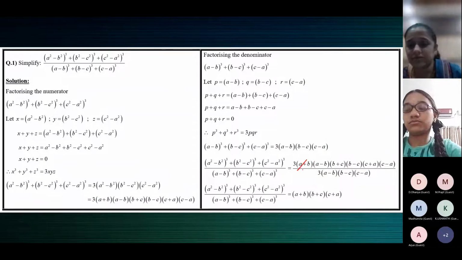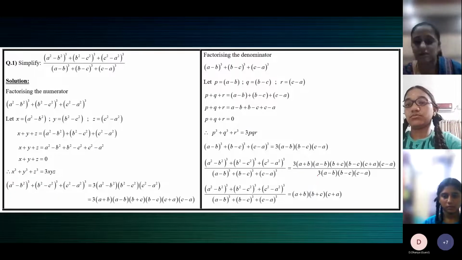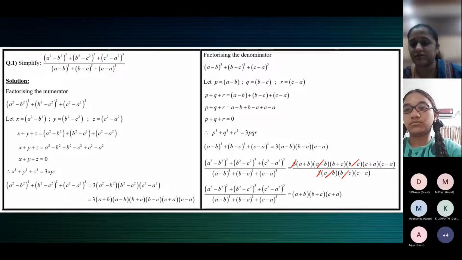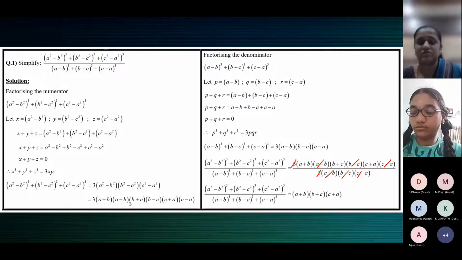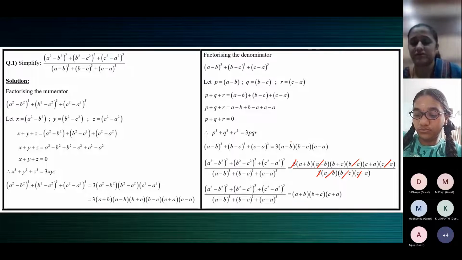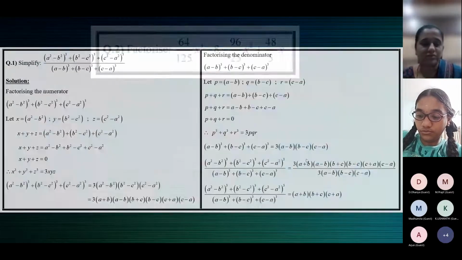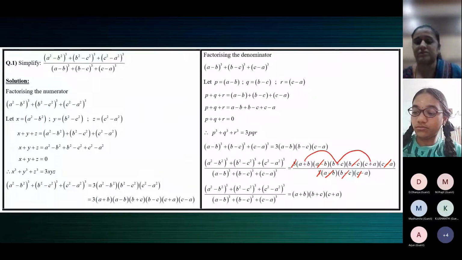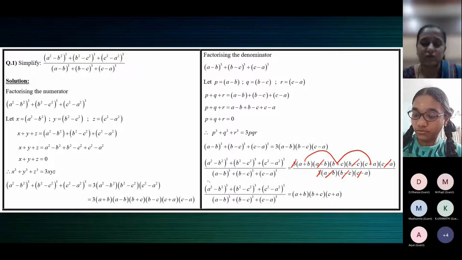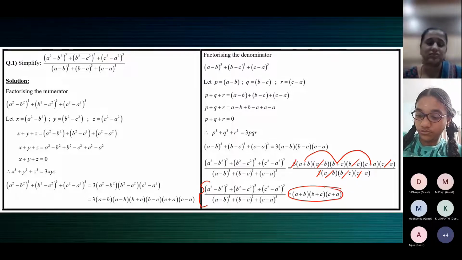Then what happens? A plus b. Oh no, not a plus b. A minus b, 3 cancels. B minus c, c minus a. So the simplified form is a plus b into b plus c into c plus a, because that's what remains. So the value of this expression given is a plus b into b plus c into c plus a.